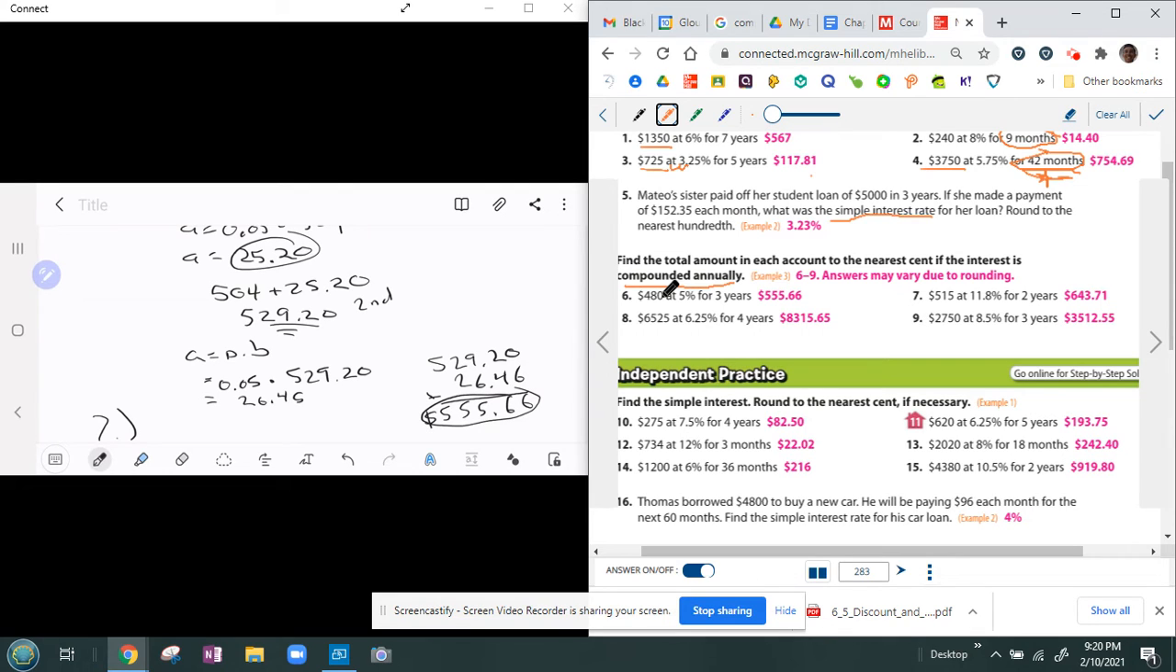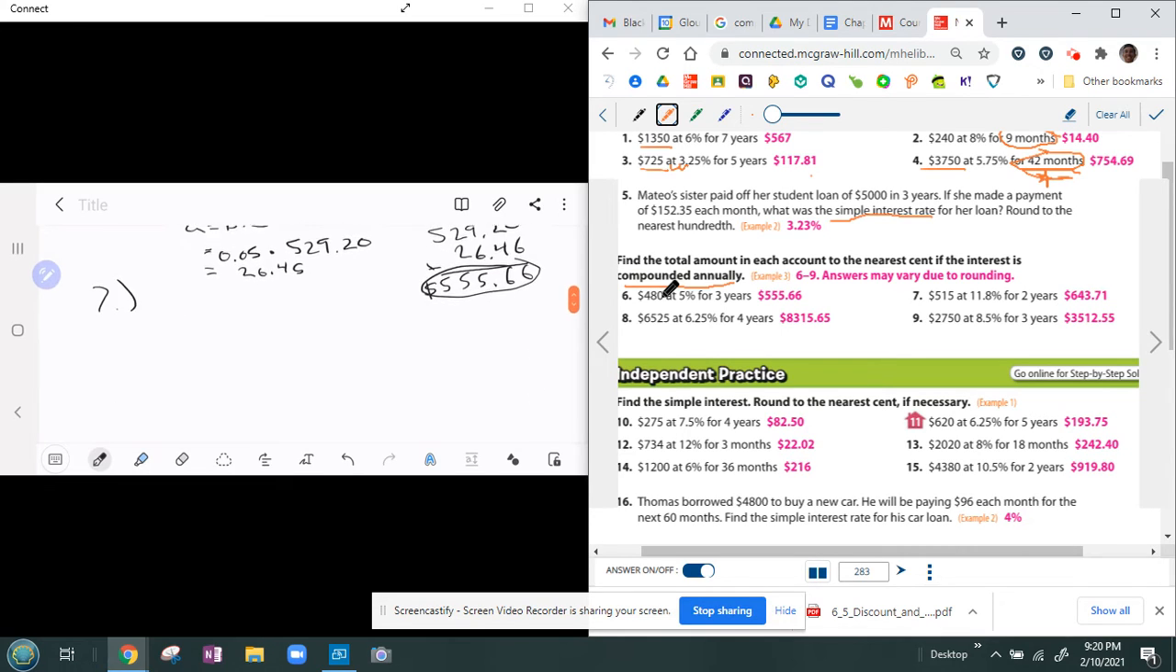So that's all it is. You just got to keep finding that percent of the new totals. Okay, let's go. Number 7. Let's try this.